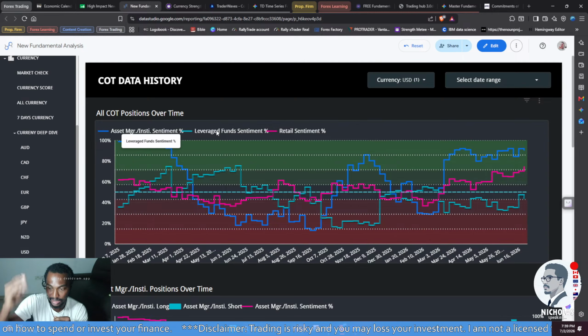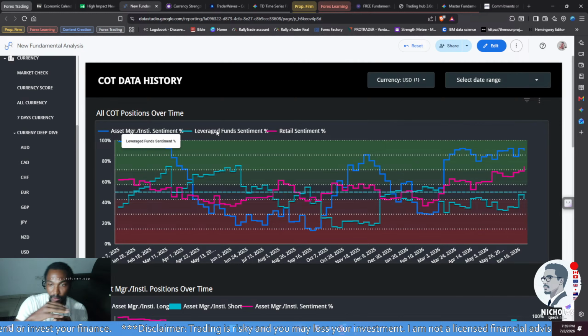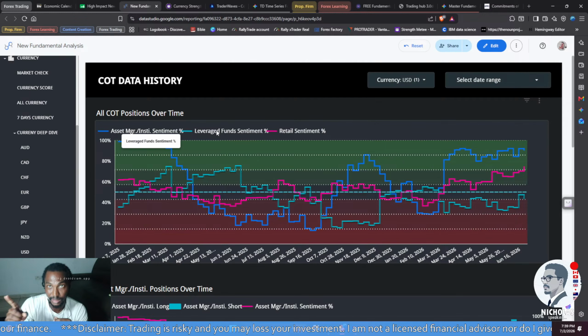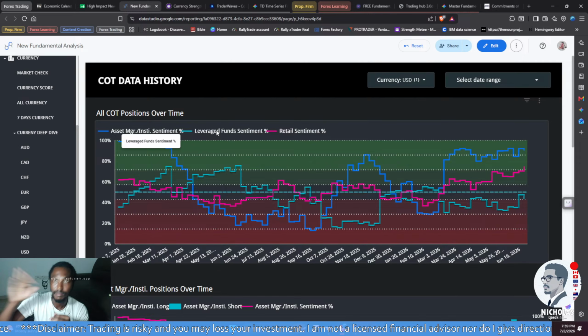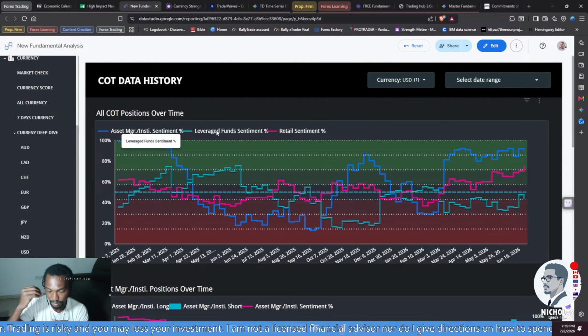And then there is retail sentiment. These are the traders that the CFTC cannot group into asset managers or leverage fund traders or non-reportables. When you say non-reportables, you're talking about the central banks. So non-reportables, you cannot group them, so they just throw them into retail sentiments. Now, most times these guys in the retail space, they are mostly wrong. Most times.